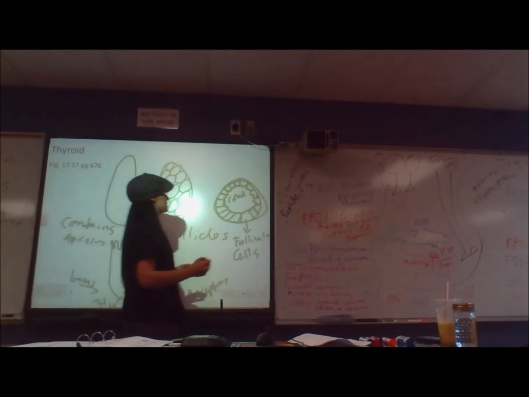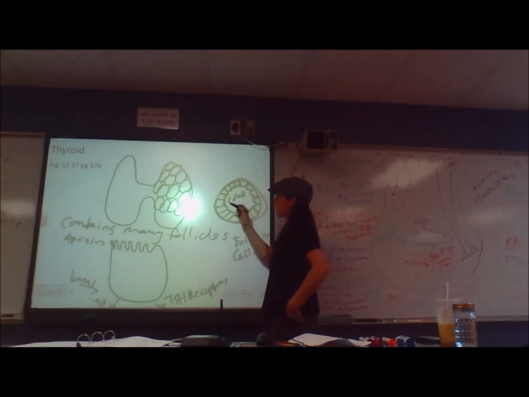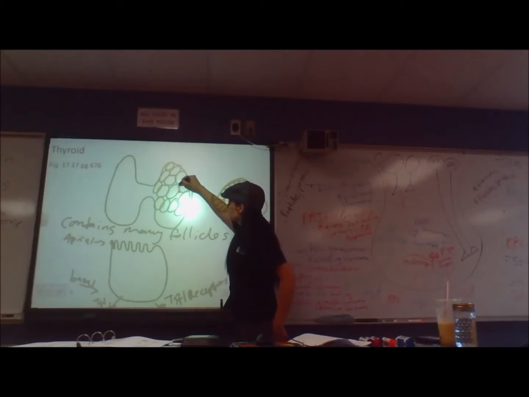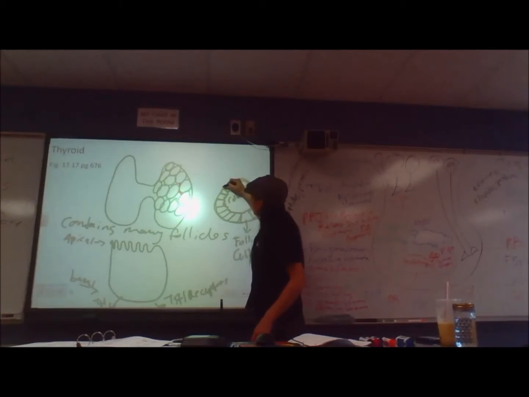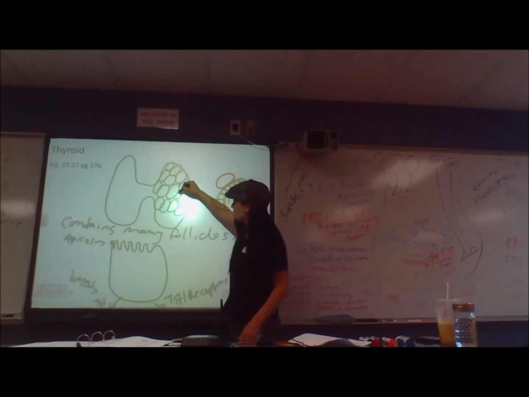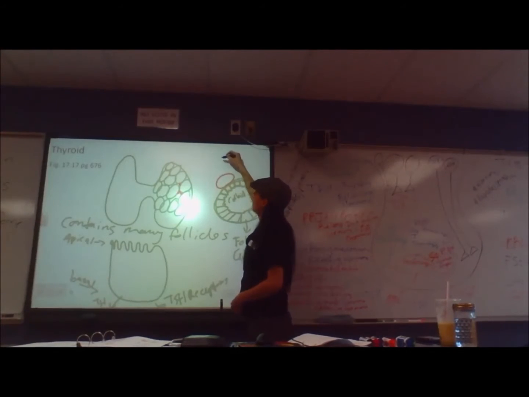There's another type of cell present in the thyroid, in between our follicles. So these other cells, they're called parafollicular cells.